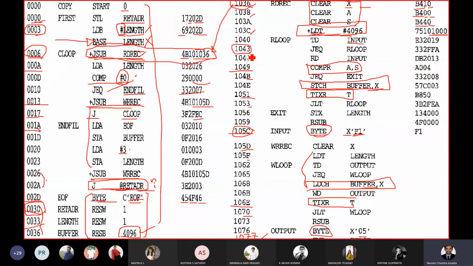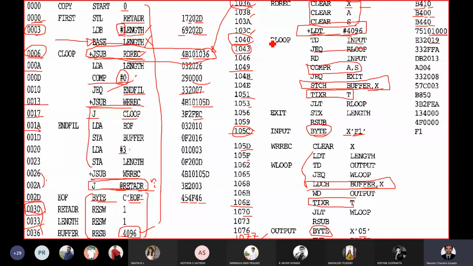Again you have RLOOP. For this you can observe here, RLOOP. The address of RLOOP is 1040 minus the PC value, which is 1046. I repeat, the address is 1040. When you do 1040 minus 1046, you will get minus 6. When you represent minus 6 in hexadecimal, you will get FFA. Right, like that it will keep continuing.